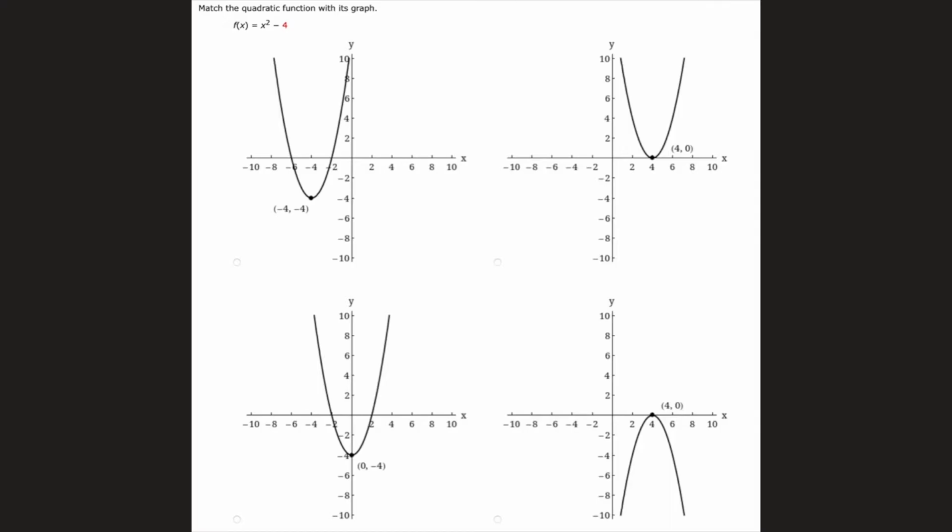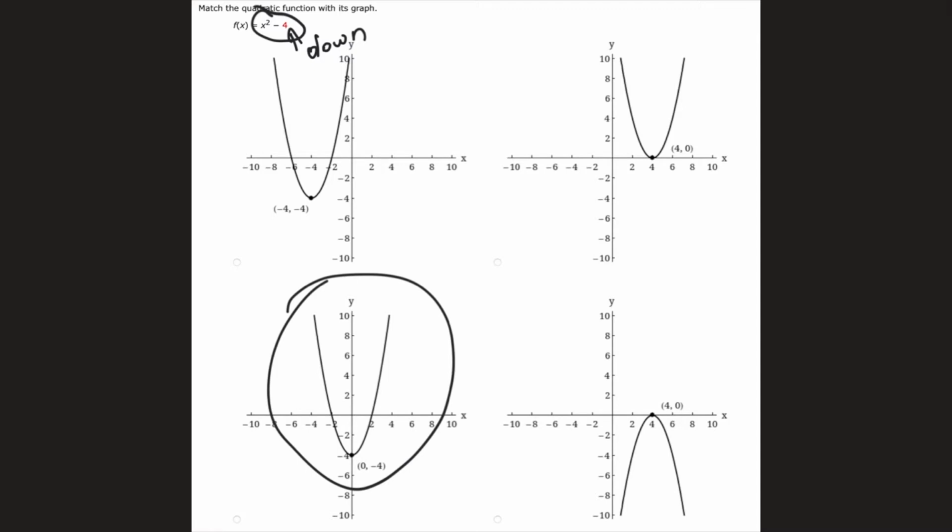In this first question, we have to match the quadratic function to its graph. The quadratic function we were given is x squared minus 4. Notice the negative 4 is on the outside, which means it's going to move it down from its original position. The only graph that matches that is obviously this one.